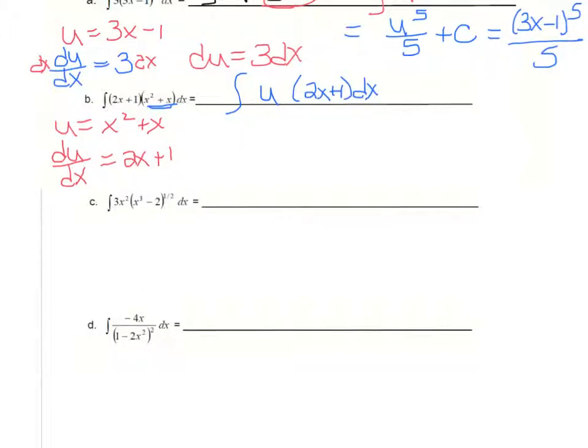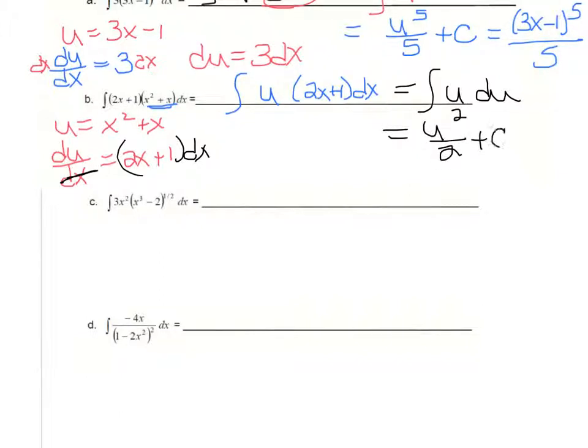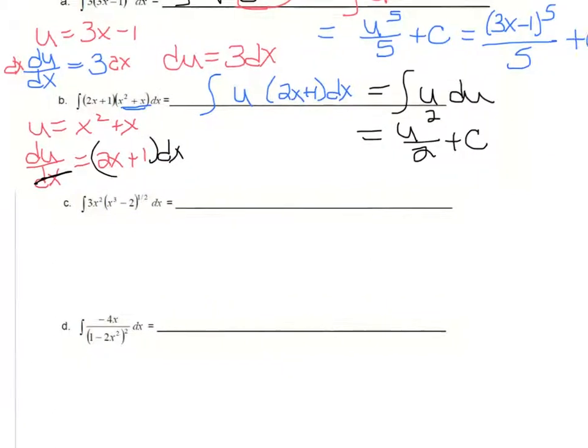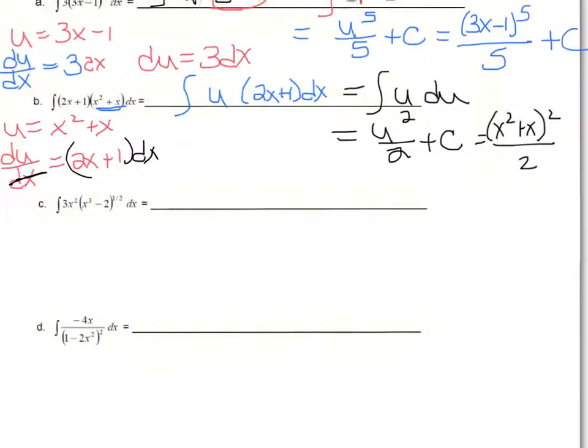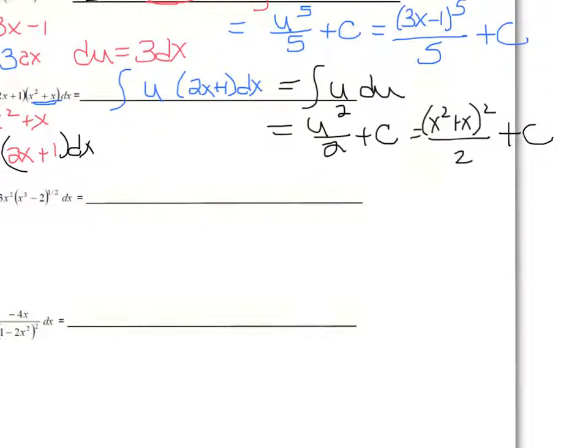So now I've chosen the correct u, and I can substitute u in for this piece. From here, I need to match 2x plus 1 dx, and I can do that if we multiply dx to this side. So now our integral is u du. So using the power rule, and then as a last step, I'm going to substitute back in the function I said was u. Plus c.